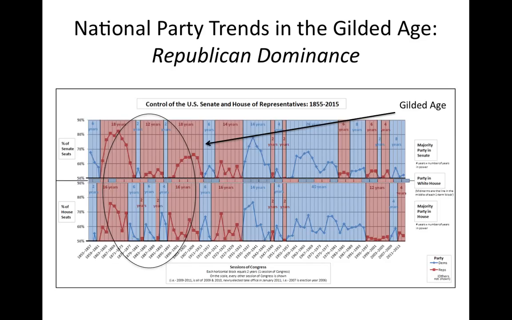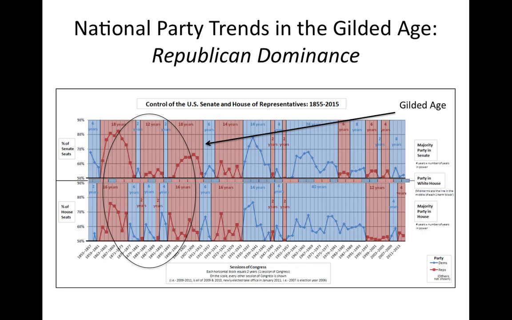The other big trend is that the Republican Party was dominant during this time period at the national level. The Democrats, of course, won all the elections in the South, as I'll show you in just a little bit. But when it comes to nationally, the Republicans were the dominant party. They won almost all the elections in the Senate. Almost all the presidencies during this time period were Republican.